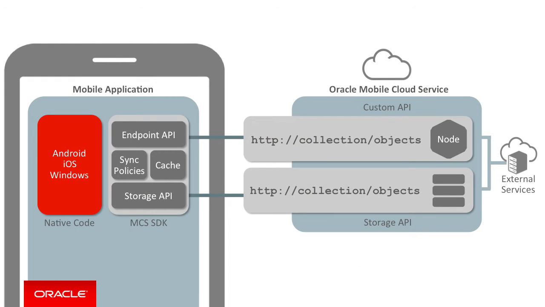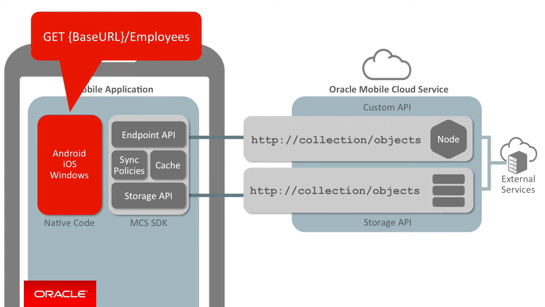Now, this next part is a mouthful, but it is key, so listen carefully. In making the request, the mobile app's native code wants to retrieve either a REST collection, such as employees, or a specific object, such as Joe Doe, from MCS. Each REST resource is identified by its relating unique URL.